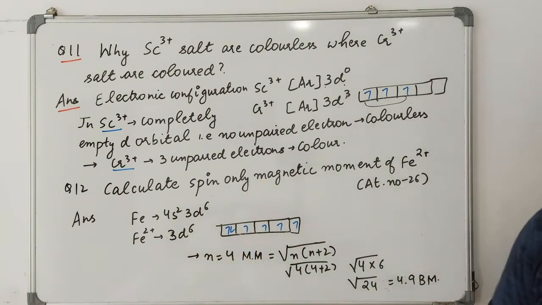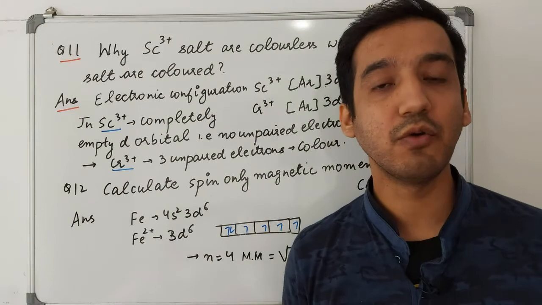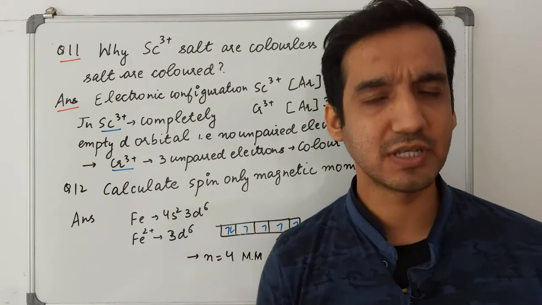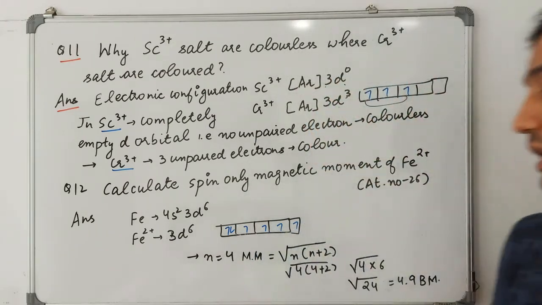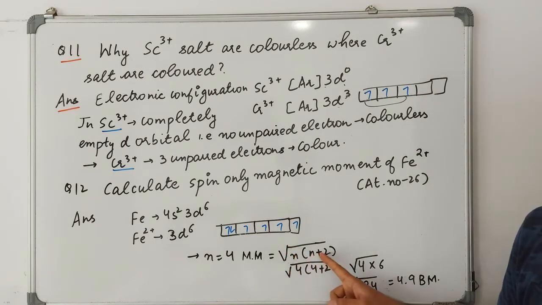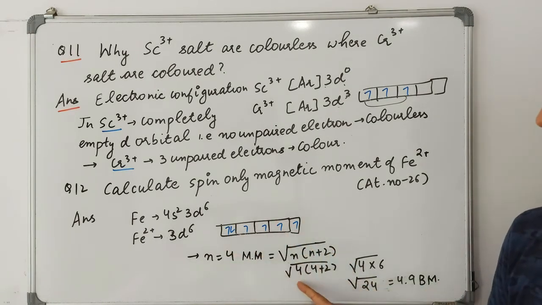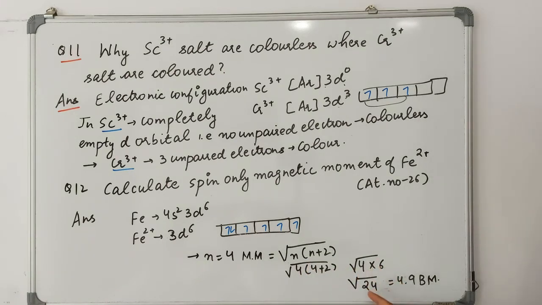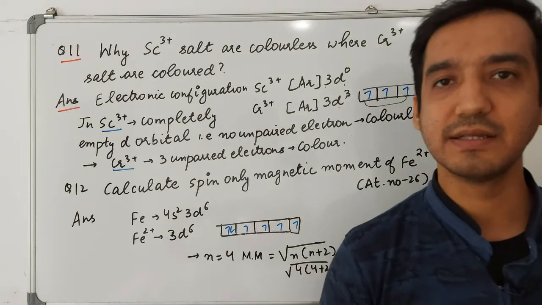So first, for calculating magnetic moment, you have to find how many unpaired electrons are present. So here 4 are present. Then you will use the formula of magnetic moment, under root of n(n+2). So you will substitute the value 4. So 4 bracket 4 plus 2, 4 into 6 is under root 24, which is 4.9 Bohr magneton. So 4.9 will be the correct answer.